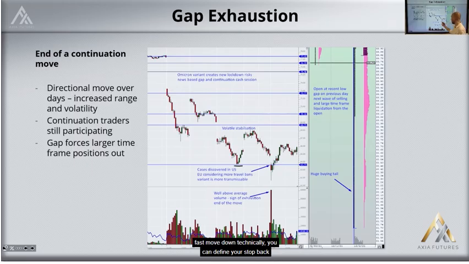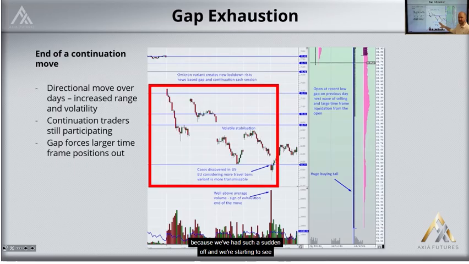Technically, you can define your stop back through the gap, and you can also look for continuation. But as we've talked about with other trade types, the context going into it is important. Because we've had such a sell-off and we're starting to see stabilization, this move now needs to keep on going in order to sustain. Otherwise, this is more of an exhaustion of the action, a whip to the downside, and then potential for a reversal. So as a strategy, you want to be taking this early because of the technical situation, because this is open to a significant continuation.